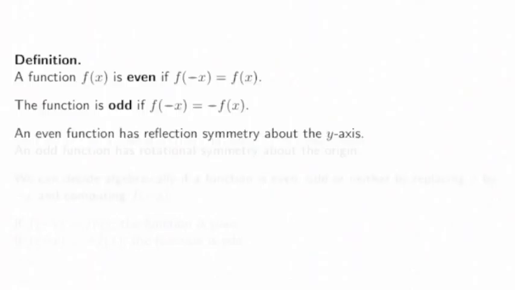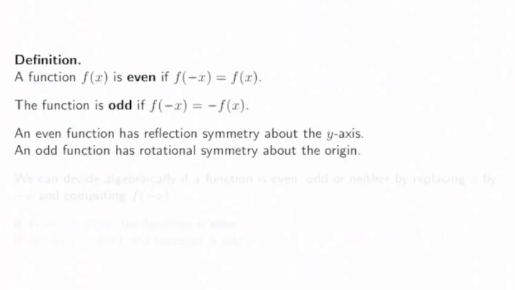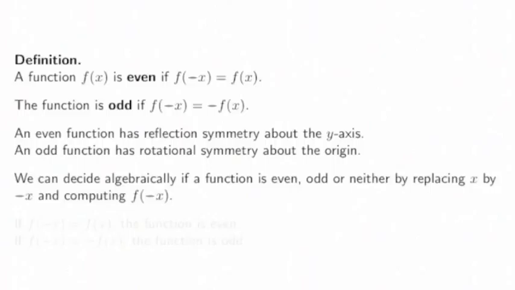A function f of x is even if f of minus x is f of x, and it's odd if f of minus x is minus f of x. An even function has reflection symmetry about the y-axis, and an odd function has rotational symmetry about the origin.